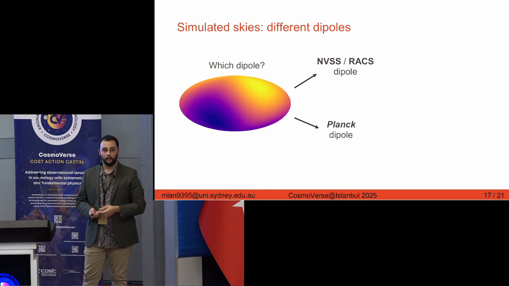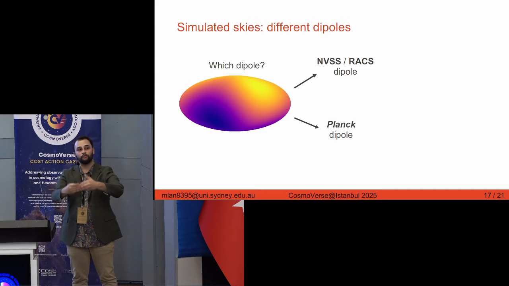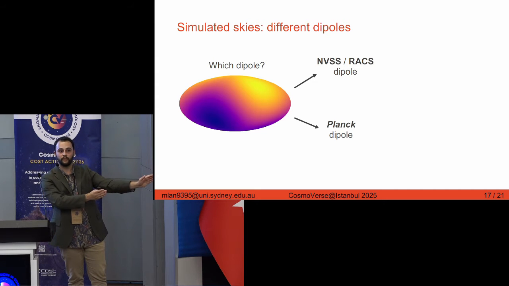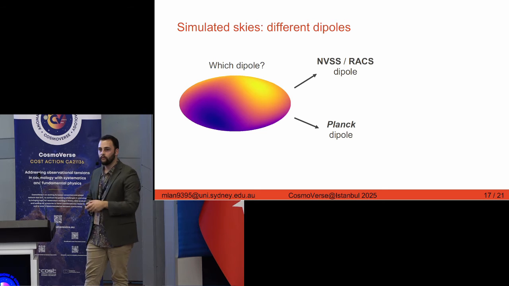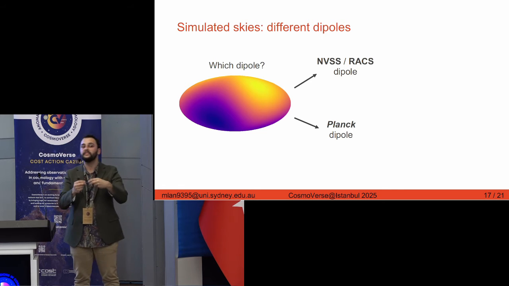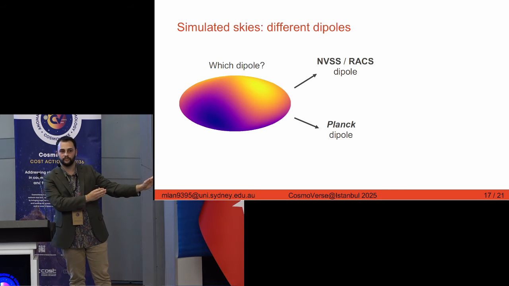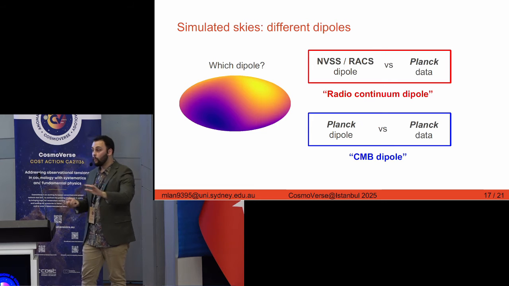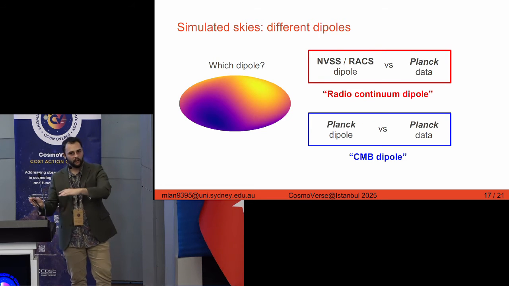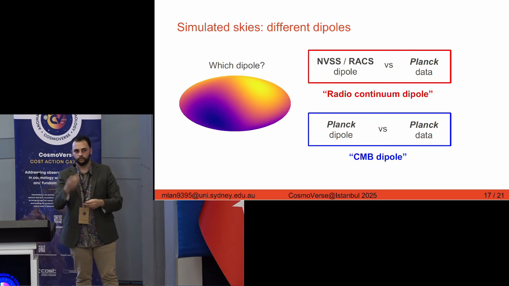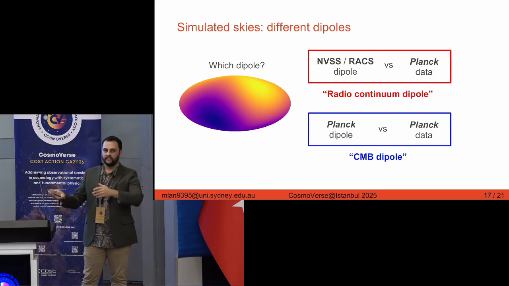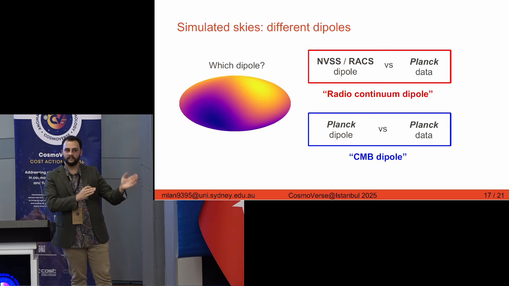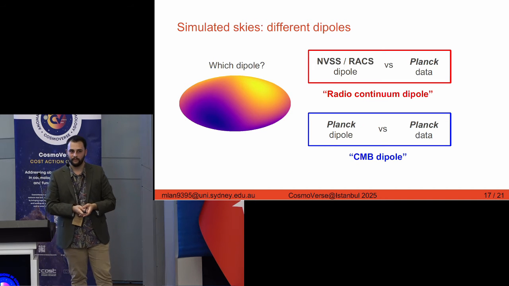And we do it with different dipoles as well. We put in an NVSS or RACS dipole representing the radio continuum, and we also put in, as a control, simulations of the Planck dipole. All these dipoles are the best-fit median parameters from our nested sampling searches earlier. And we compare these with the Planck data itself. So here, comparing the Planck dipole with Planck data, we don't expect to see tension. This is our control, this is the CMB dipole. But for a radio continuum dipole that is in disagreement with Planck, we expect to see tension, especially when we have a high level of information.